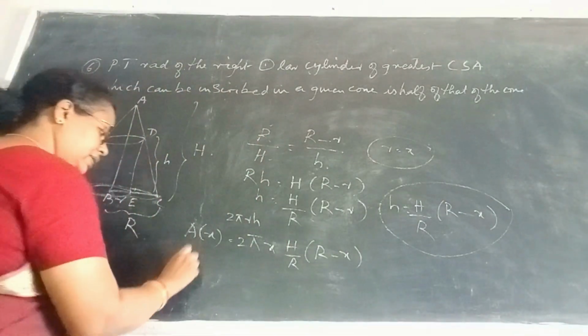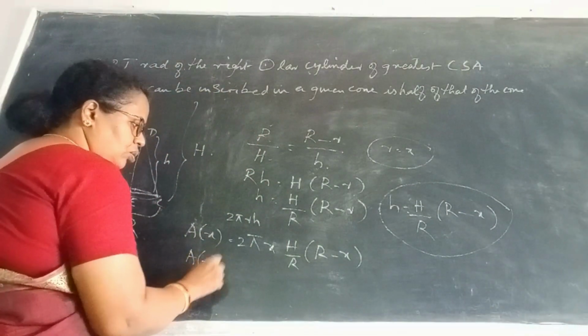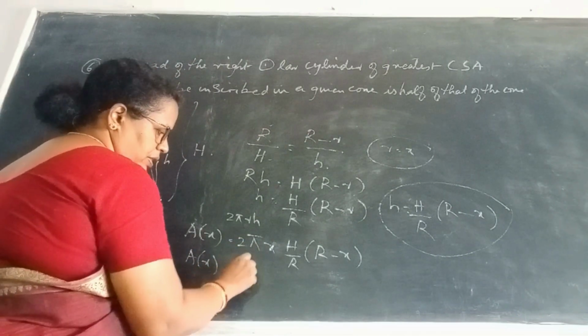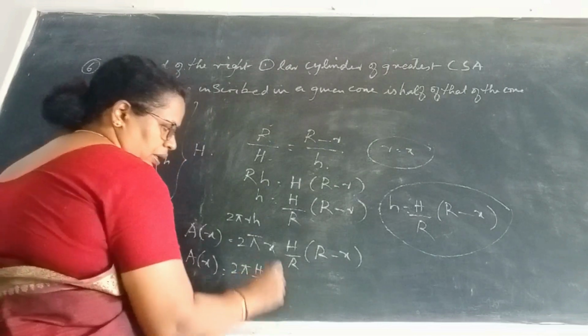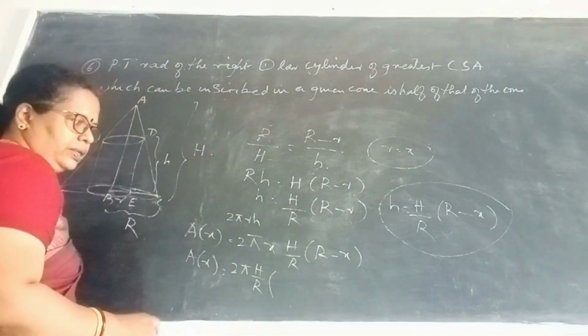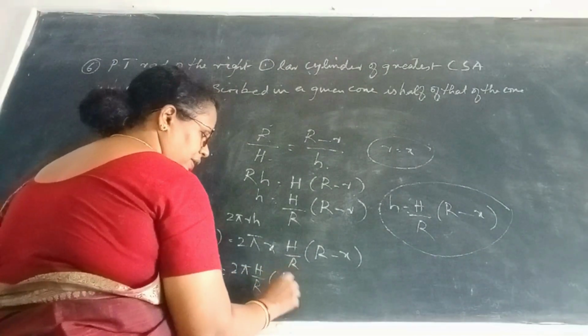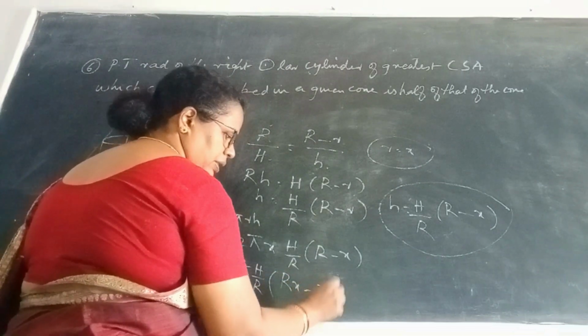Let us simplify this, A of x. Grouping constants: 2 and pi are constants, and H by R is also a constant. Let us take this x inside, so it is big R x minus x squared.